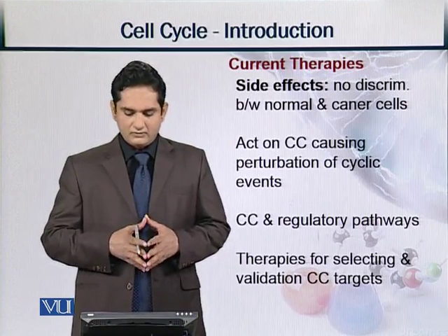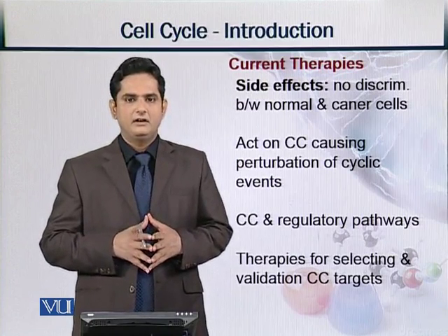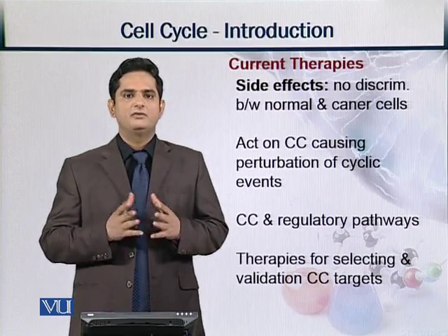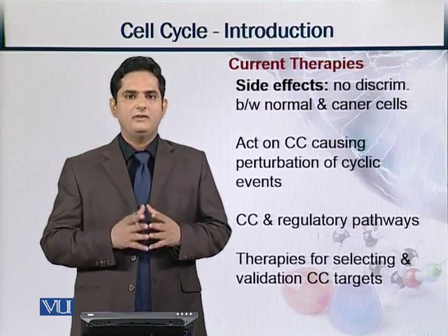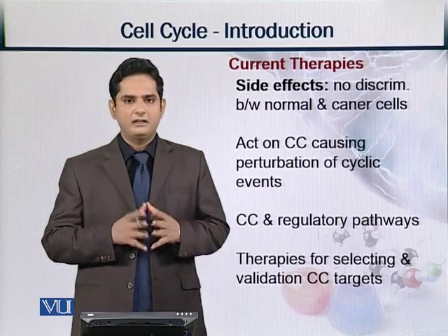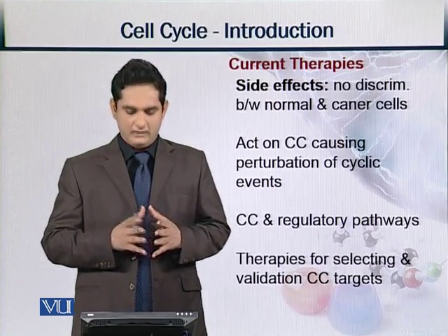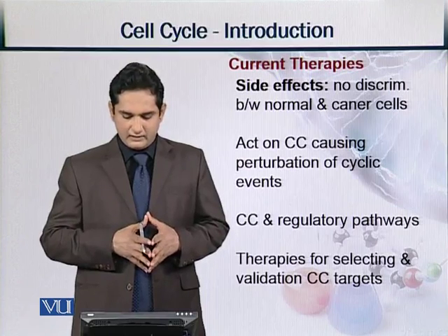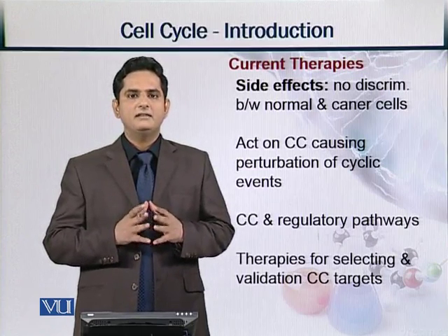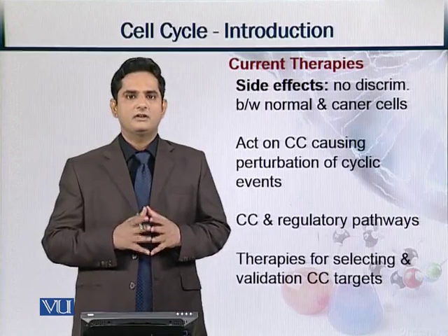So they act on the cell cycle, which causes perturbation of cyclic events. What happens then? Oncologists, basically biologists who are working to remedy different cancers, suggest that there should be cell cycling and regulatory pathways which consist of different proteins to control these cancerous cells. Finally, there are therapies for selecting and validating cancer cell cycle targets. If we have cell cycle targets and identification techniques, then they can be used for identification or drug discovery.